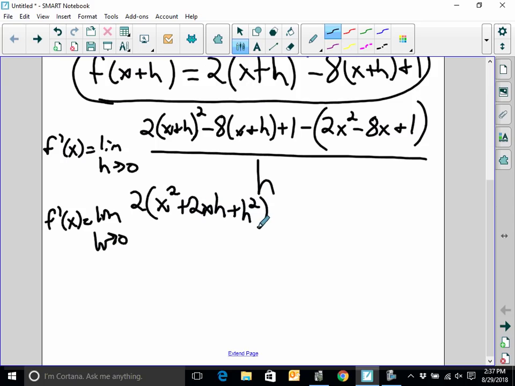Again, this x squared plus 2xh plus h squared comes from foiling x plus h times x plus h. Remember, x plus h squared is not x squared plus h squared, it's x squared plus 2xh plus h squared. Don't forget your foiling there. Okay? I haven't distributed that 2 yet, but I am going to distribute this negative 8 here. And make sure you are bringing that negative along for both distributions here.